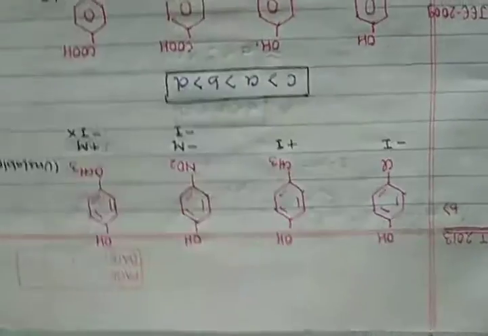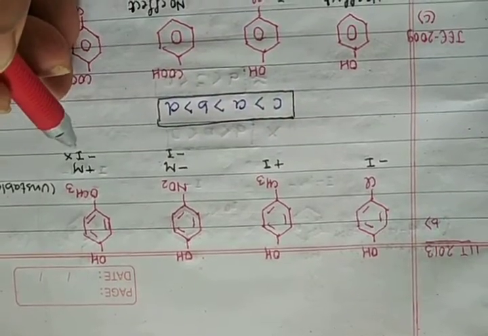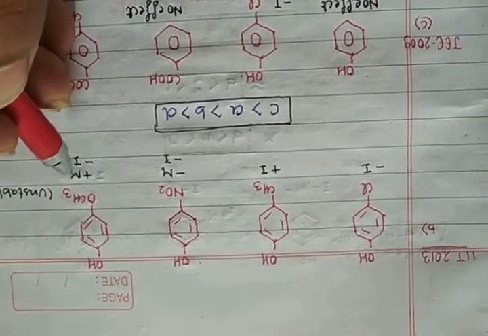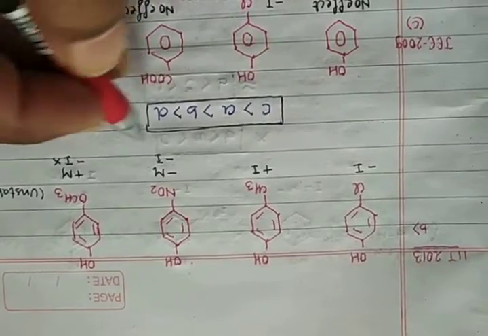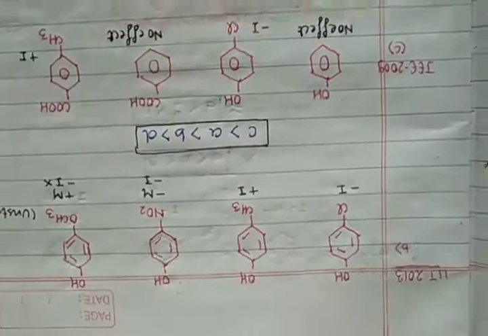Same for this. In this case there is a plus I, minus M and plus I. So plus M effect is more dominant. This is last, and the first is minus M, then minus I, then plus I, then yeah.